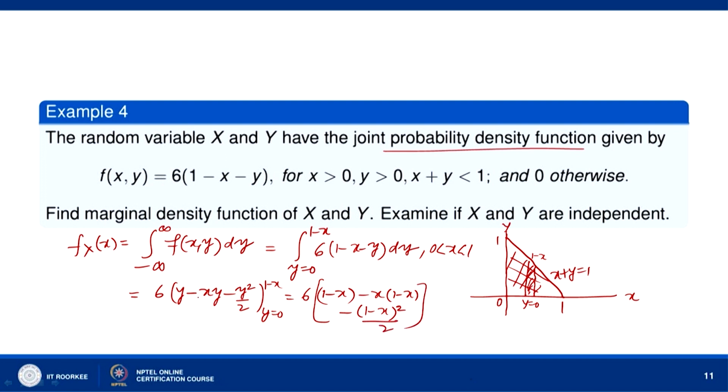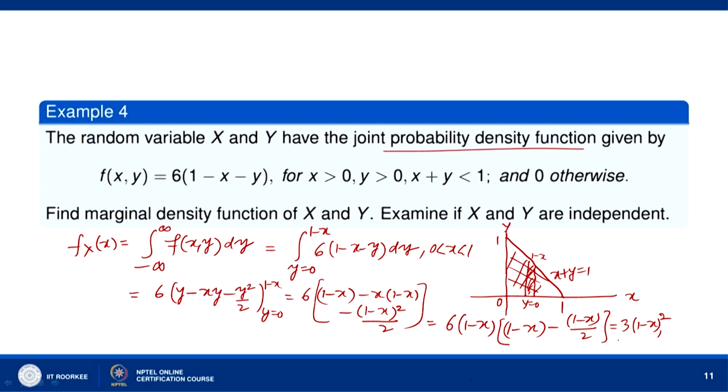Okay. When y is 0, this is 0. So, this is how much; we can take 1 minus x common. So, 6 times (1 minus x), and what we get inside is (1 minus x) minus 1 minus x by 2. So, 1 minus x by 2 is the value of the expression inside the bracket. So, this is 3 times (1 minus x) whole square.